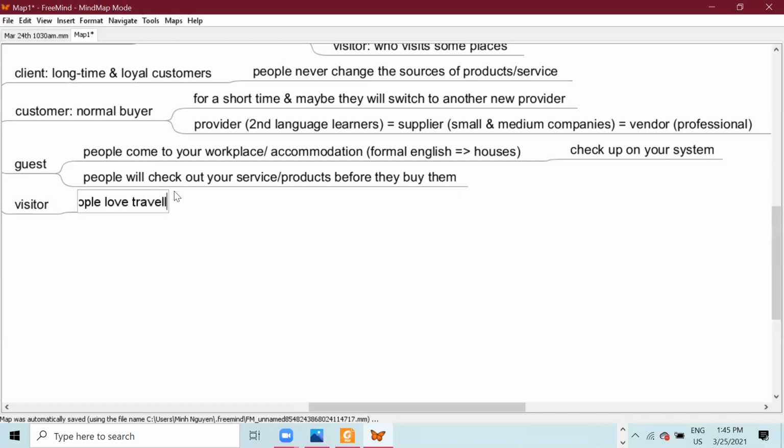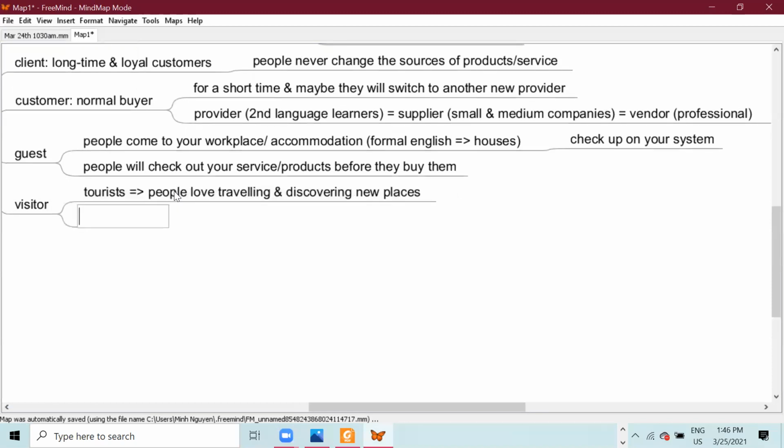People love traveling and discovering new places, so we use the word tourist for those kinds of people. You can also use the word visitor, like Thailand visitor: people come to Thailand to visit the country, for example. And the second kind of visitor is people who come to visit you or your family, after a long time.